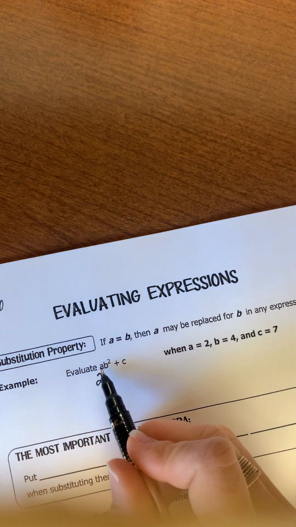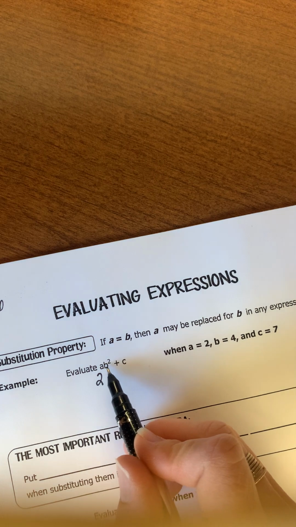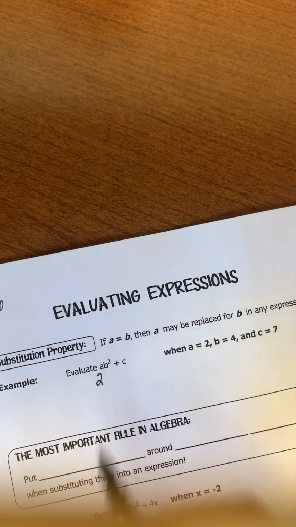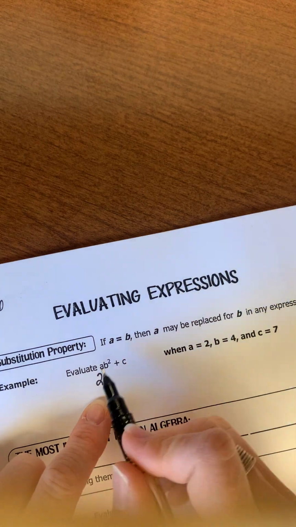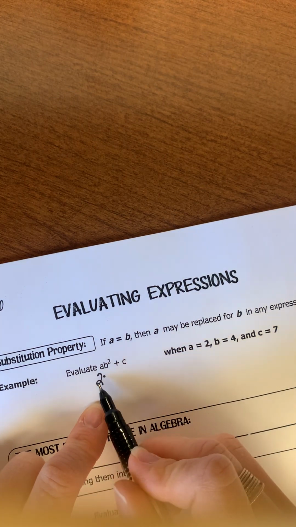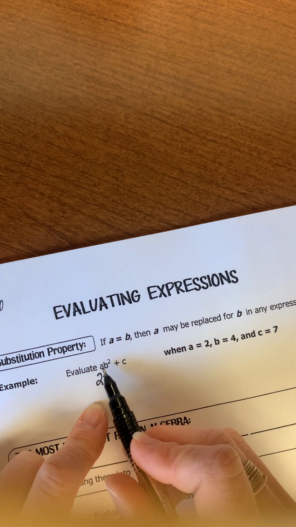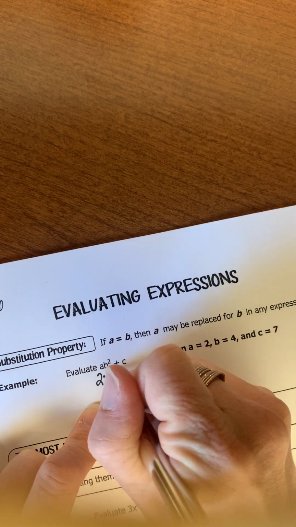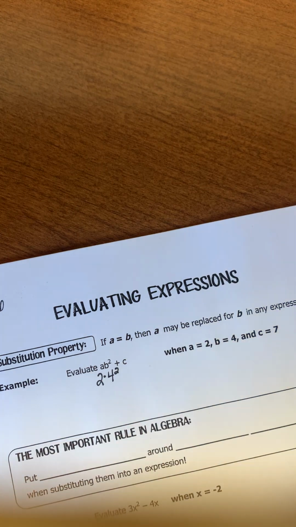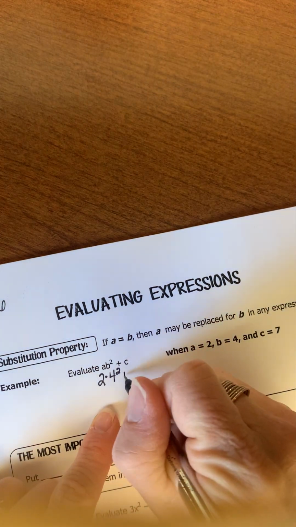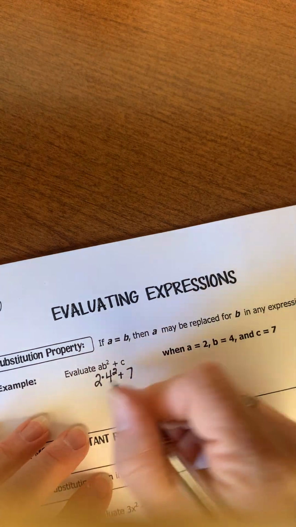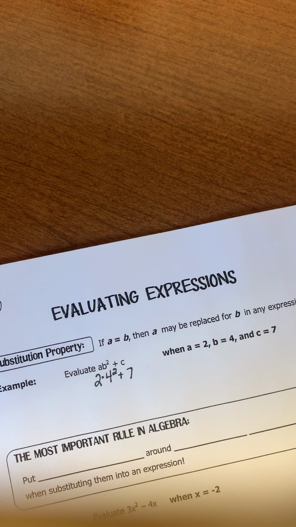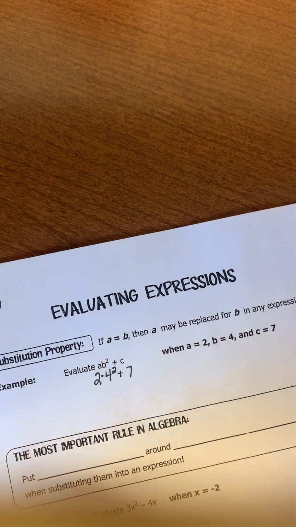Now, anytime we don't have a sign between two letters, it has to be understood that it is multiplication. So that is really A times B squared. So I need to take my A and make it a 2, and then I need to take my B, which is a 4, and I need to square it, because B is squared. And then I'm going to add on C, which is 7. Now, once you have it written out, mine's a little squished together, so if you want to space it out better, you can.